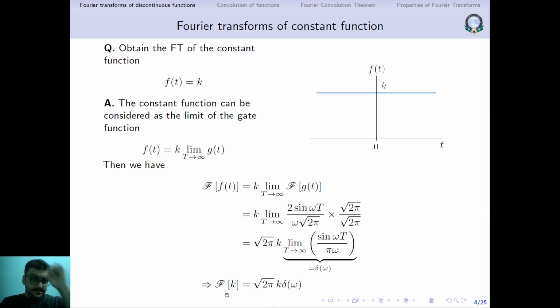So this gives us the Fourier transform of a constant is equal to root over twice pi, times the constant, times the Dirac delta function, where the peak is at omega equal to 0, which actually makes sense. The peak of the Dirac delta function is at omega equal to 0, and omega equal to 0 means zero frequency. Zero frequency means it's a constant term, it's a DC term. So this result actually makes sense here.